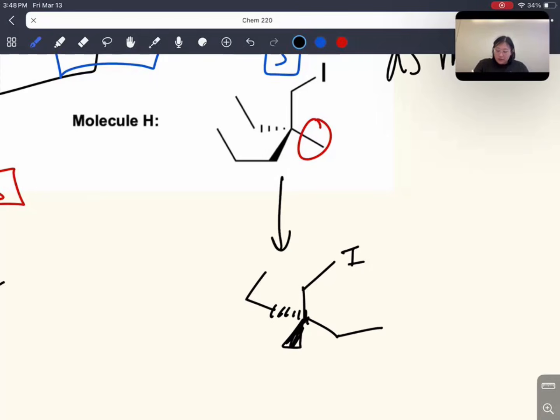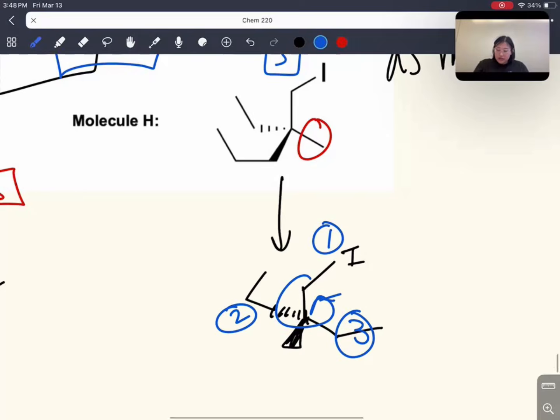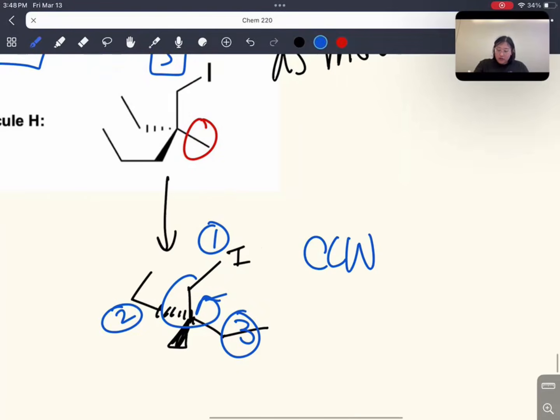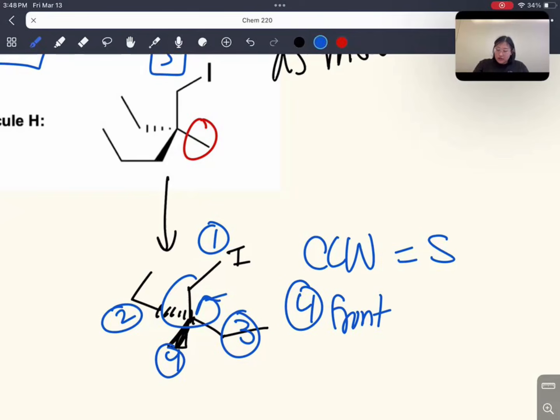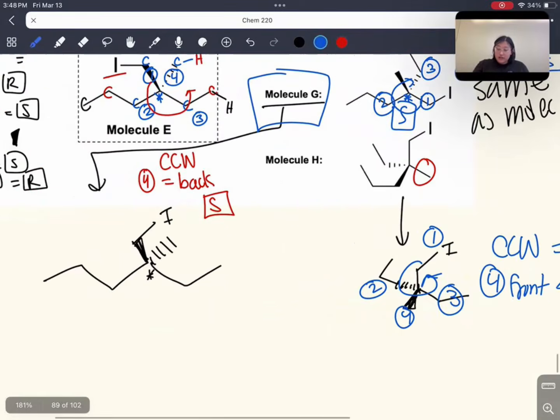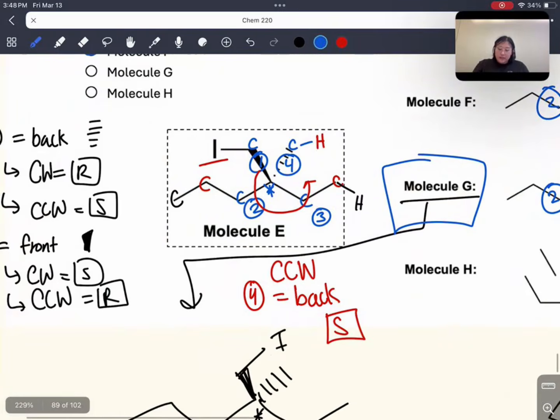So now I'm going to assign priorities again. My I is priority one, my propyl group is priority two, and then my ethyl group is priority three. I'm going to draw arrows connecting one, two, three. And so I go counterclockwise. Counterclockwise is normally S, but since my lowest priority group, which is my methyl group, is in the front, I'm going to flip that S to an R. And so molecule H also has chirality R, making it opposite of the chirality of the chiral center of molecule E, making it also an enantiomer.